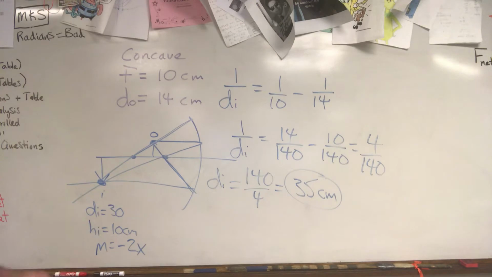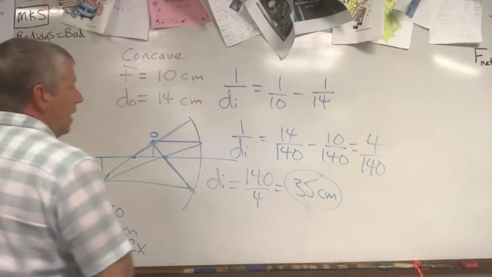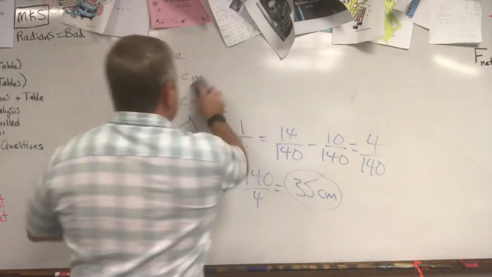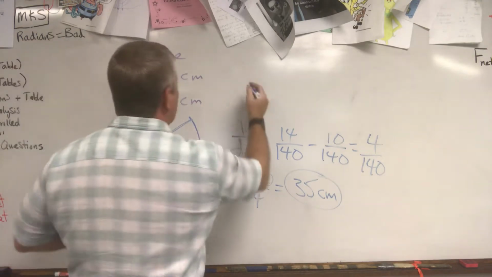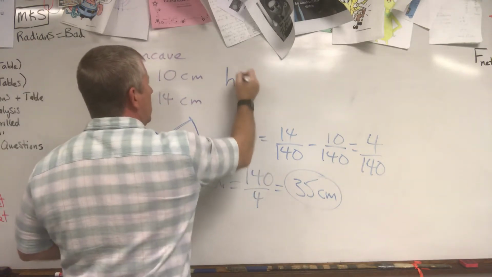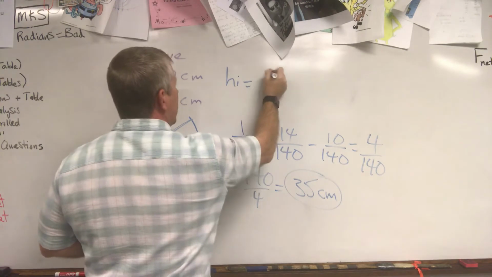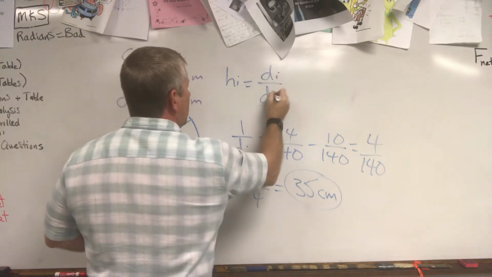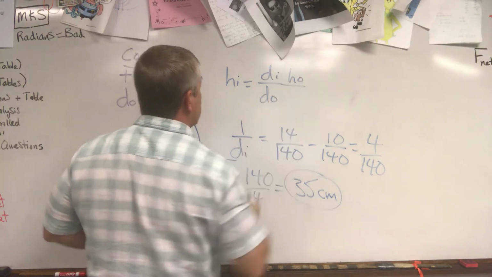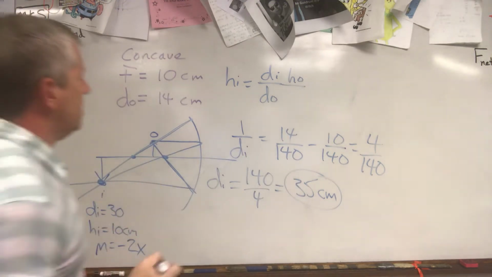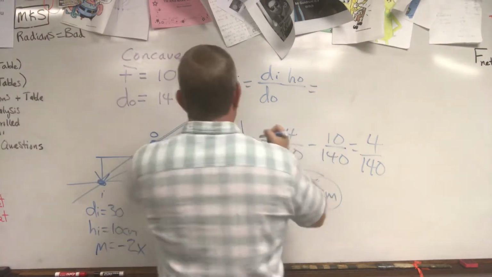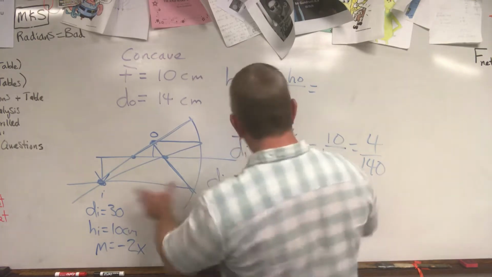Let's do a height calculation. So height, I'll get rid of this. Height, hi-ho, di-do, hi-ho, di-do. So hi-ho, bring that up, do, and there's ho. All right, so calculate that out. So the height of the image is going to be equal to the distance of the image. The distance of the image we just said is 35.